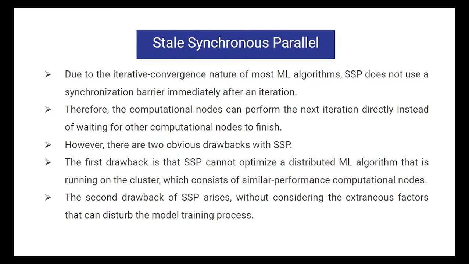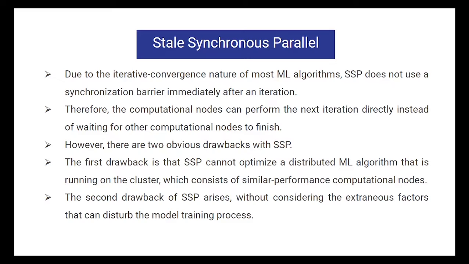Now I am going to describe the stale synchronous parallel. To overcome the drawbacks of BSP, we proposed SSP. Due to the iterative convergence nature of most ML algorithms, SSP does not use a synchronized barrier immediately after an iteration. Therefore, the computational nodes can perform the next iteration directly instead of waiting for other computational nodes to finish. It only synchronizes all computational nodes when the fastest computational node exceeds the slowest computational node by S iterations. Here, S is called the stale threshold. For distributed ML algorithms, SSP yields faster training efficiency and convergence.